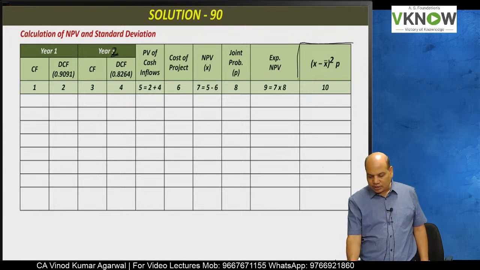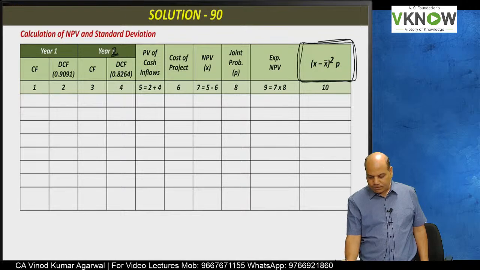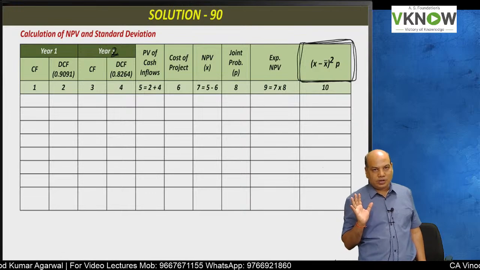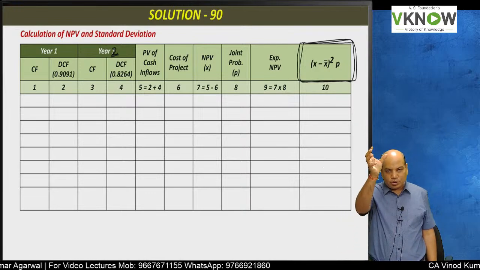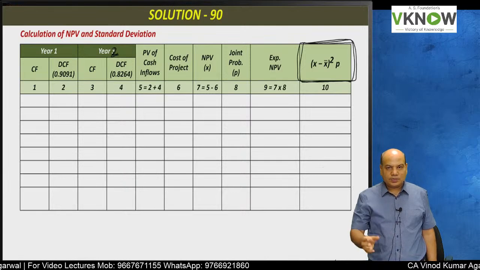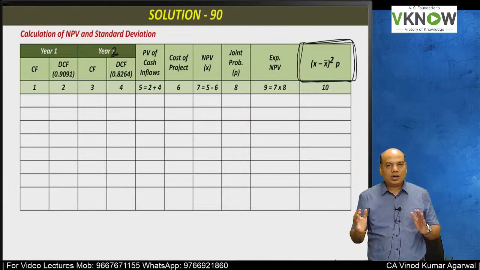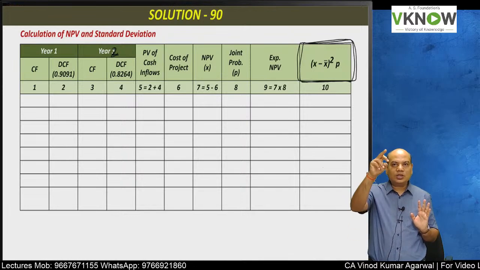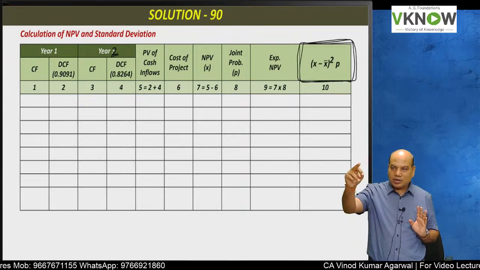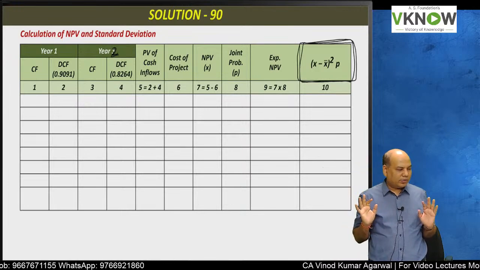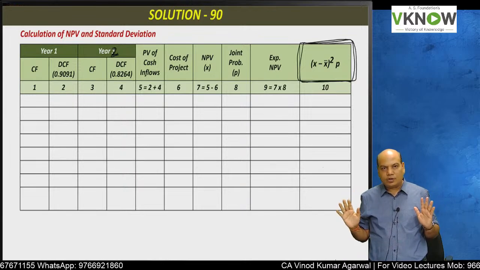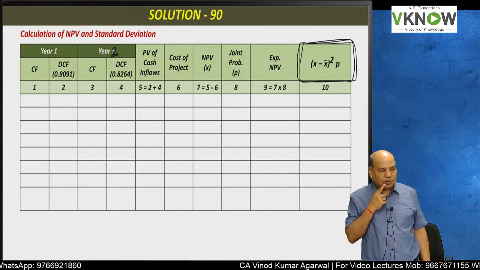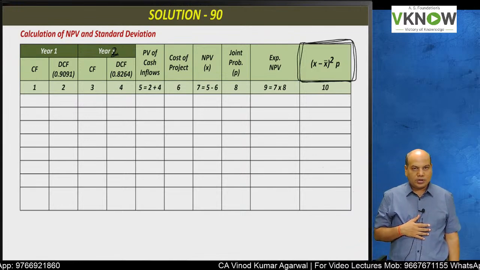And one more column I have added, for computing standard deviation. When I have all the possible NPVs and their probabilities, I will apply the basic formula of standard deviation. When you can apply the normal formula, use it: x minus x bar square into probability. Is it right?